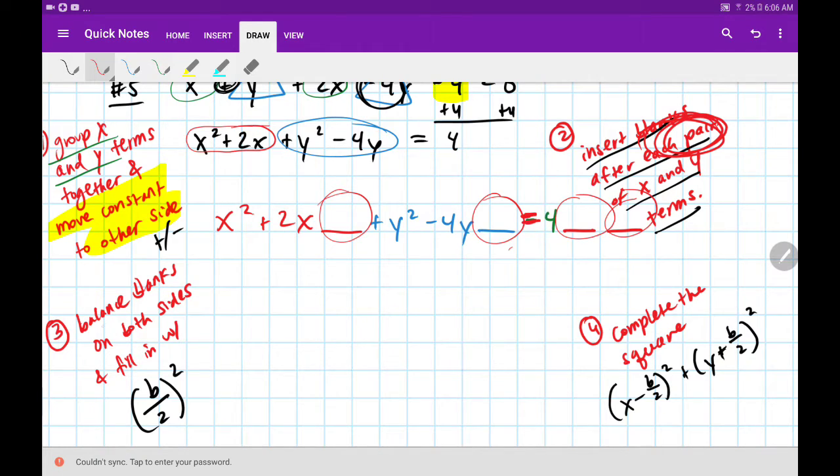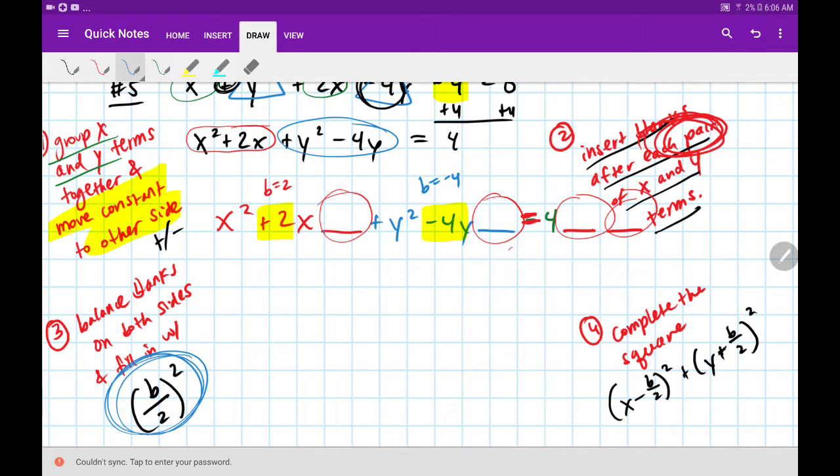So step 3 says now you want to balance the blanks on both sides, and then here's what you fill into the blanks. It's (b/2)². Now what do I mean by b? Well, this is kind of like the b term for the x's. And this is kind of like the b term for my y's.